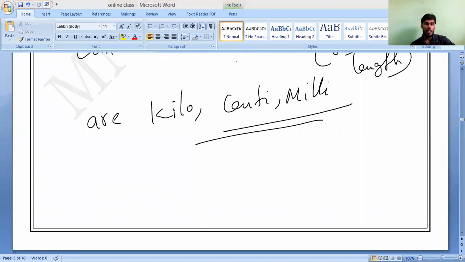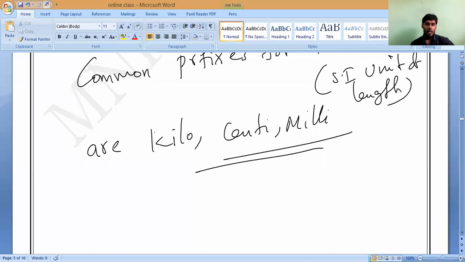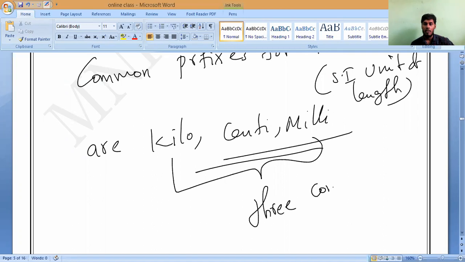Any doubt? Anybody please ask me. What are the prefixes we will use before meter? We have 3 common prefixes. One is kilo, next one is centi, next one is milli. These are the 3 common prefixes of meter.